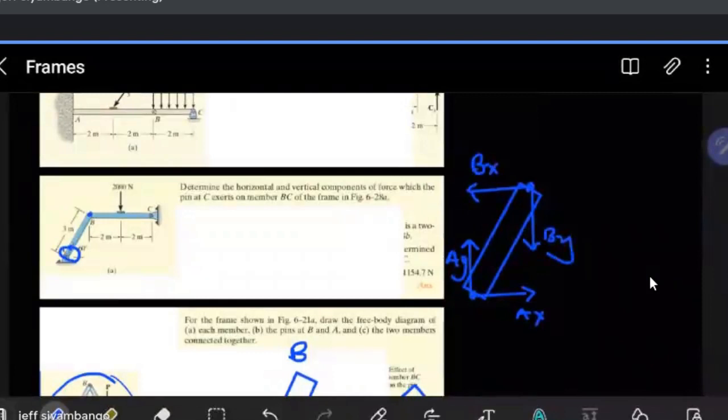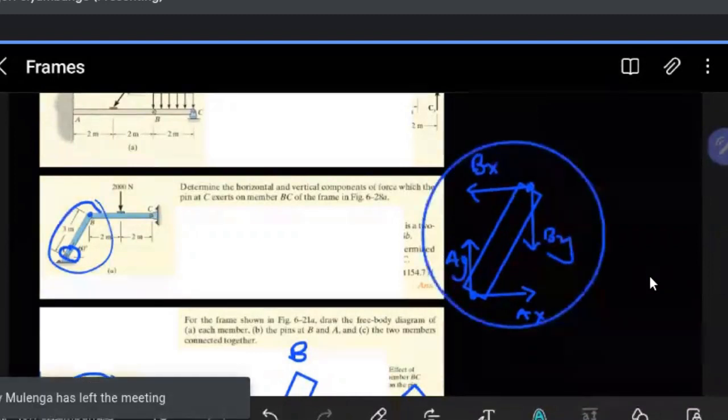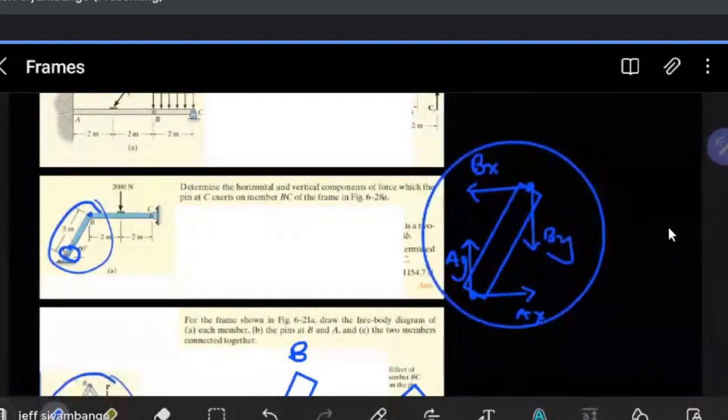But this is a two-force member. But when you count these forces I have indicated here, they are 4. Why is it that then this is a two-force member? What do you guys think? What do you think?